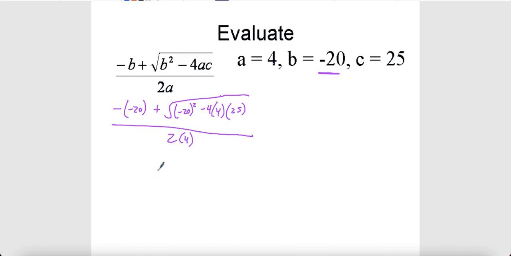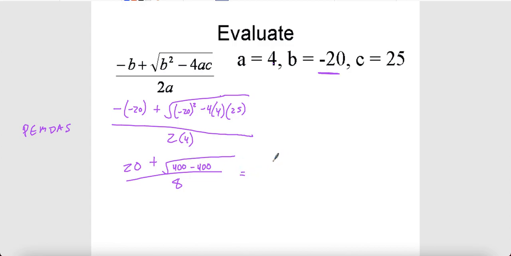And again, I'm just going to simplify this following the order of operations. Remember, order of operations is PEMDAS. Be happy to help you more specifically with this if you need help with this. So I've got 20 plus the square root. Negative 20 squared is positive 400 minus 4 times 4 times 25. A little mental math trick. I'm going to do 4 times 25, which is 100, times another 4, which is 400. So it's 400 minus 400 all over 8. That's 2 times 4. That's just going to be 0.